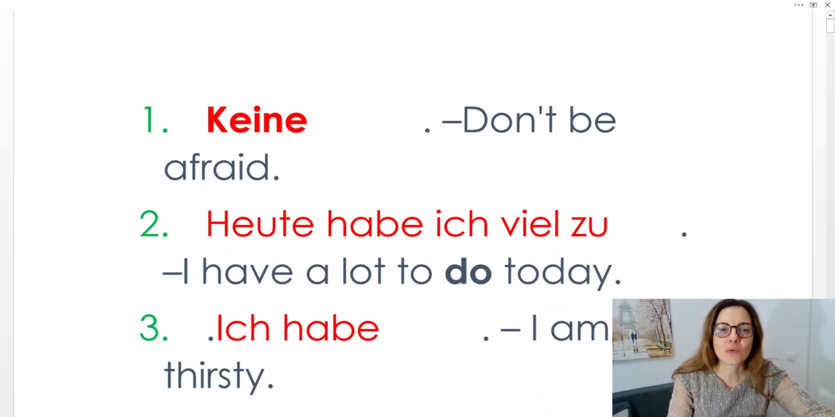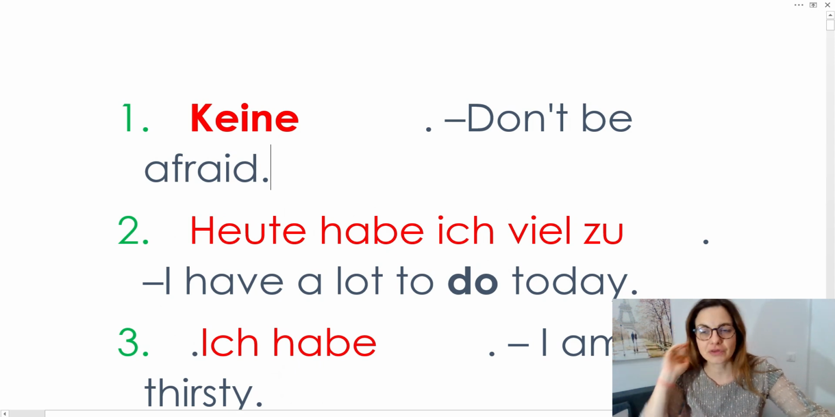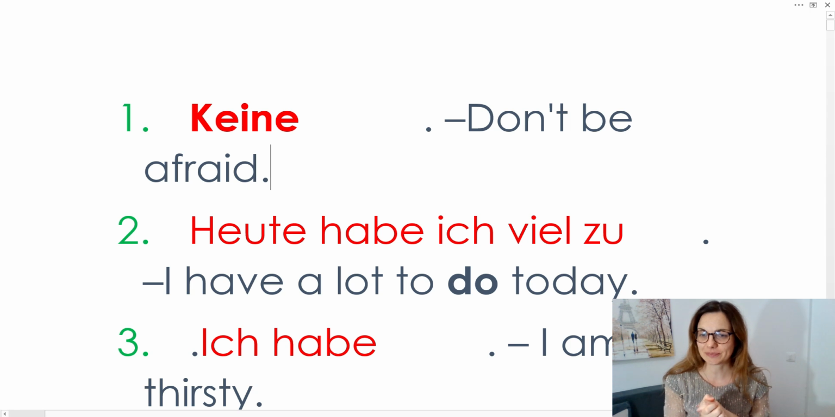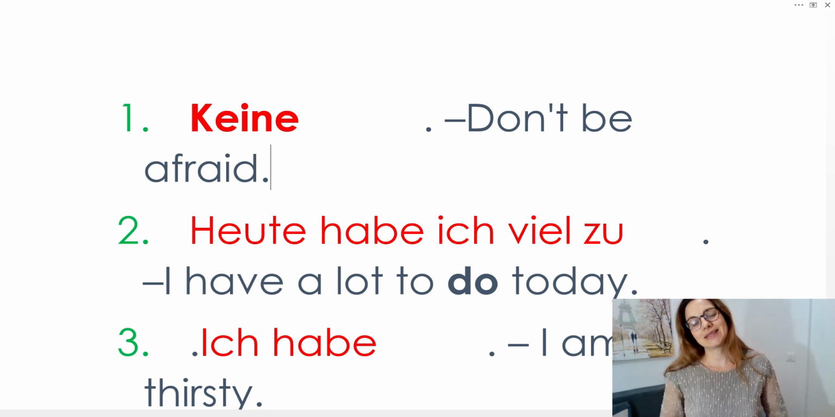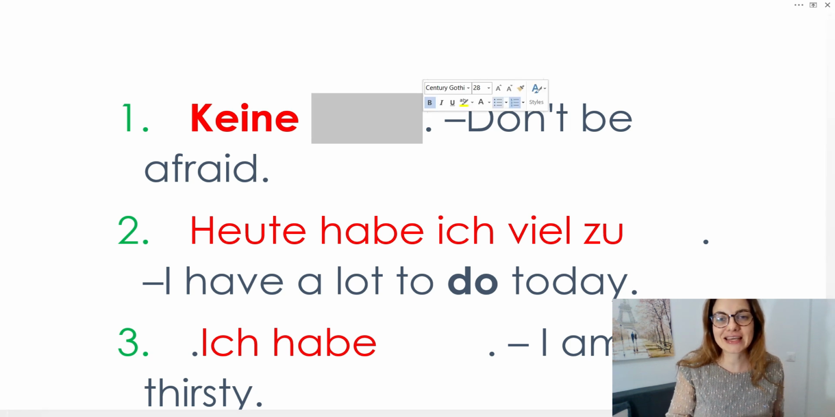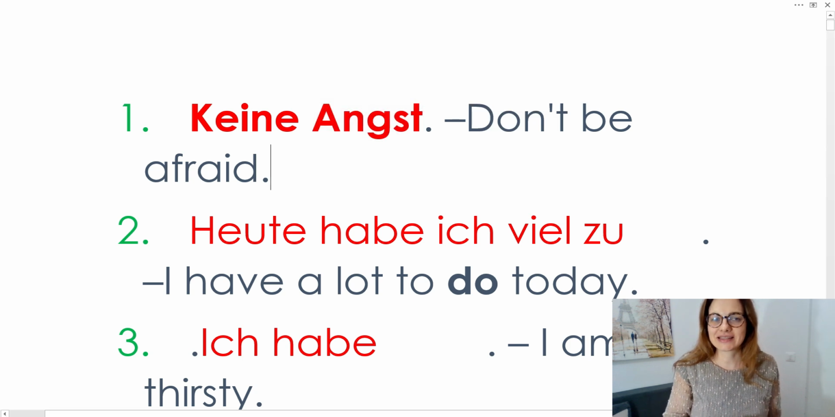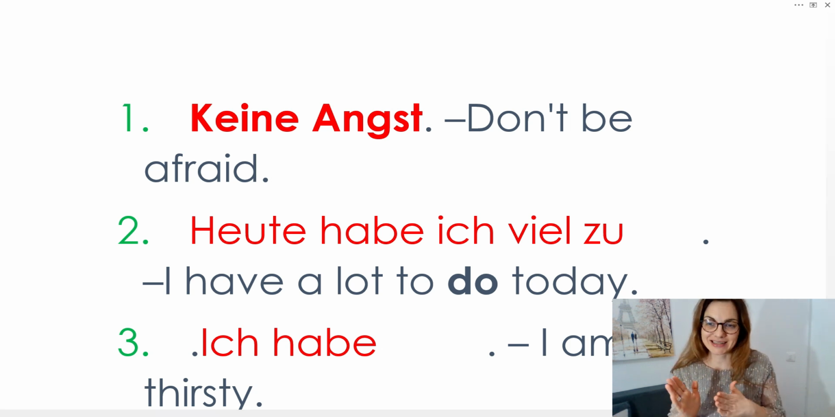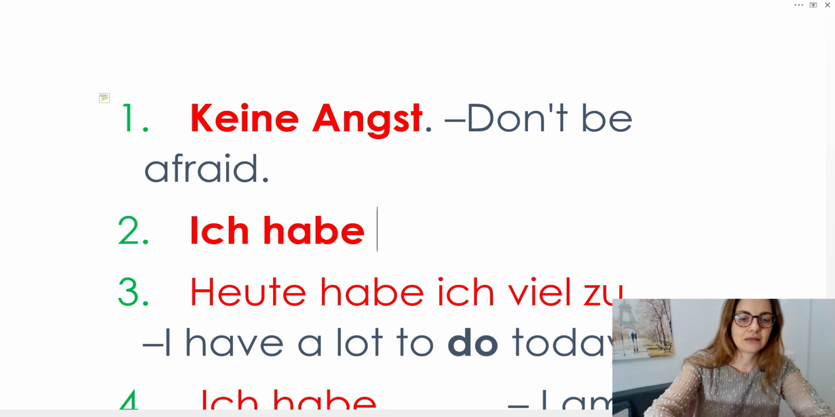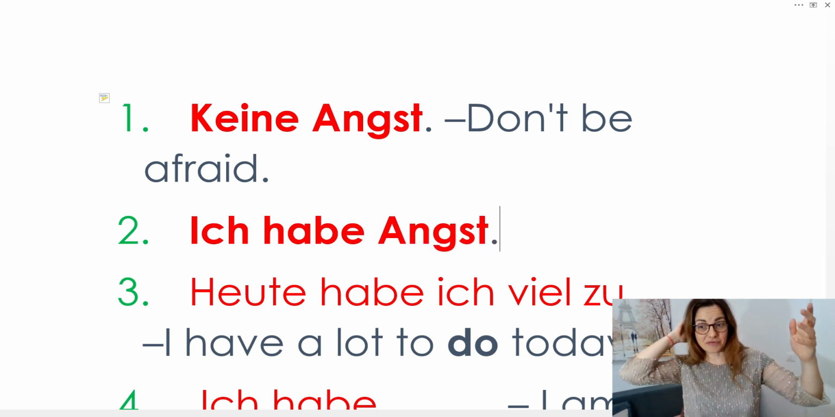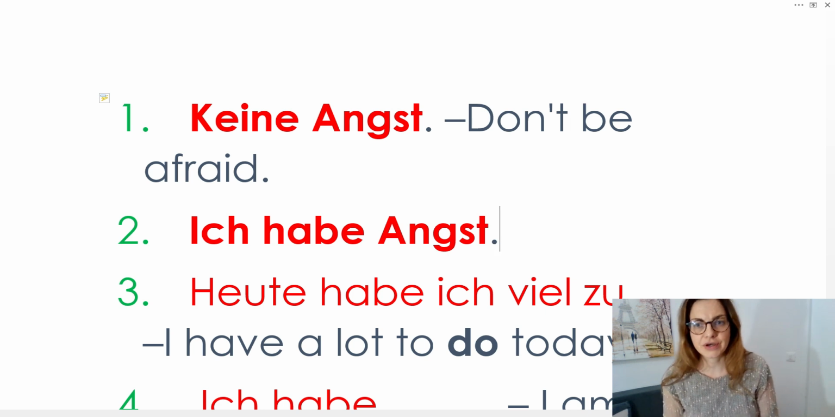Okay, sentence number one in English is: don't be afraid. And how do we say that in German? Keine... something. The word for fear in German. Keine Angst. No fear. Don't be afraid. Keine Angst. If you want to say, I'm afraid, you say, ich habe Angst. I'm afraid. Keine Angst. Don't be afraid.